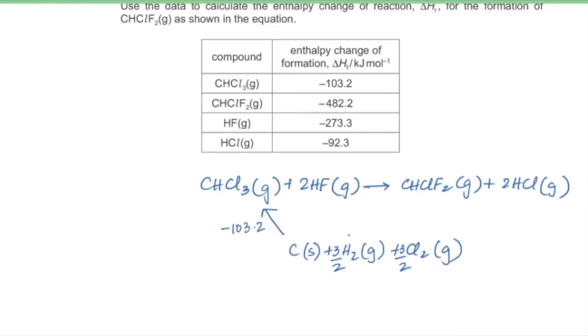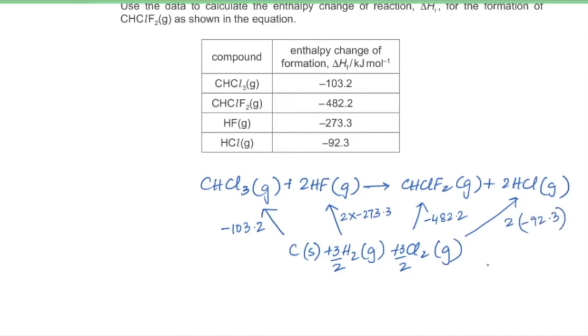103.2. 2 moles of HF forms out of hydrogen and fluorine in their standard state, so we will multiply 2 into the enthalpy change of formation of 1 mole of HF, which is negative 273.3. 1 mole of CHClF2 forms, which means this will be labeled as negative 482.2, and 2 moles of HCl forms, which means 2 into the enthalpy change of formation of HCl, which is negative 92.3.